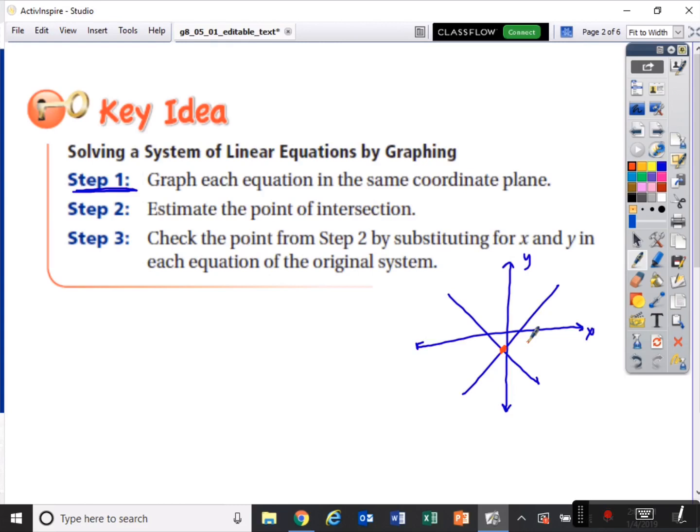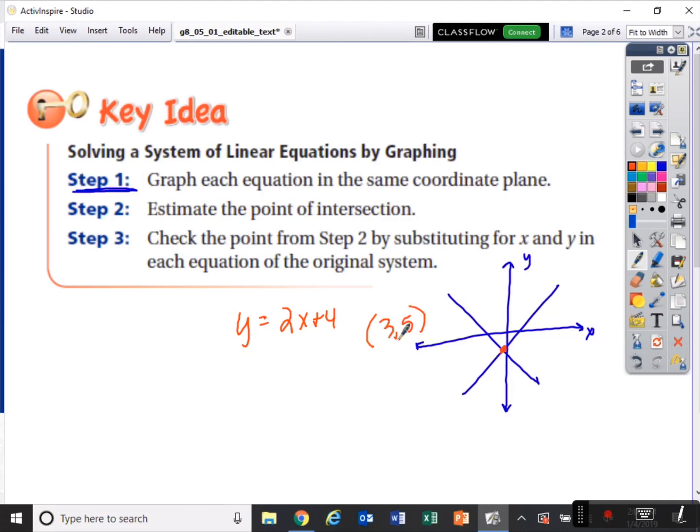And step 3, check the point from step 2 by substituting for x and y in each equation of the original system. And I'll show you how to do that part once we get to it. By checking if that point works, and if that is where they cross, then I'll be able to plug in x and y, okay? Because remember, we're going to be given equations that say like y equals 2x plus 4. And we're going to get a point that might be 3, 5.